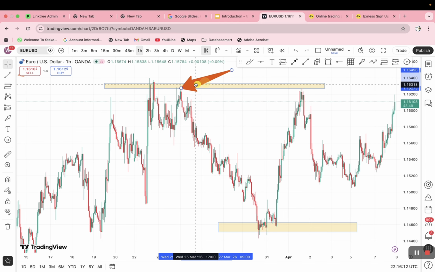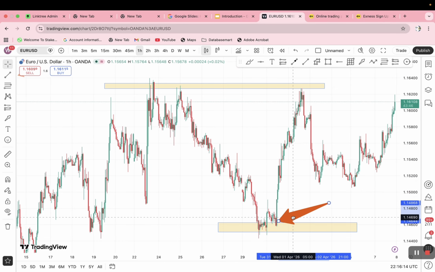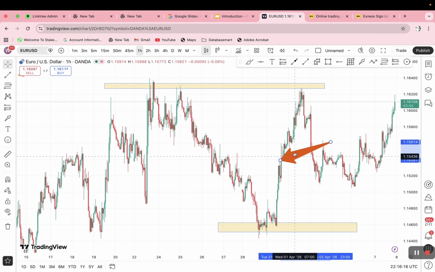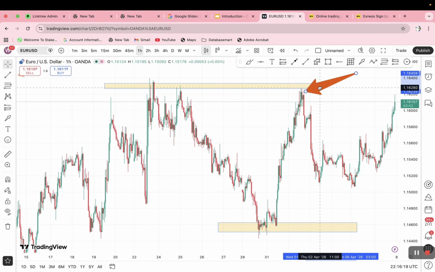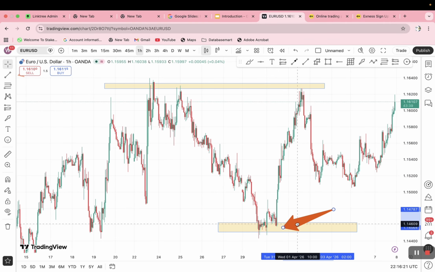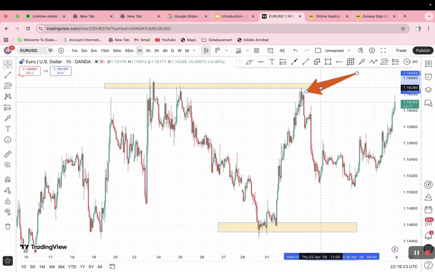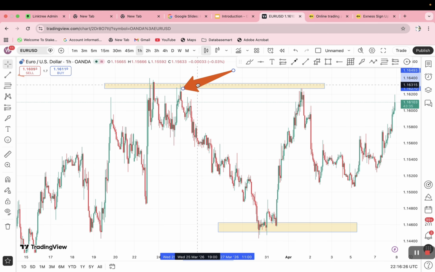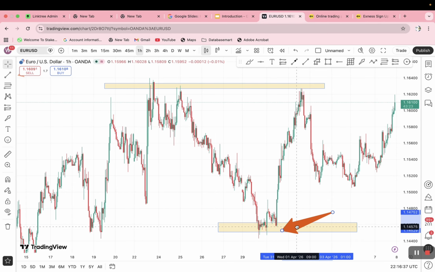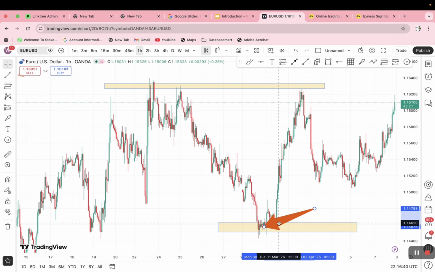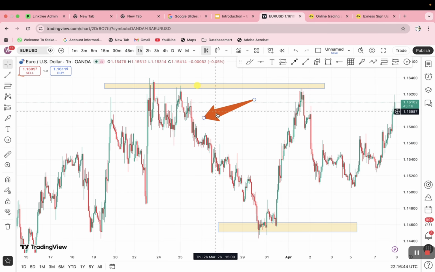So you can sell here and take your profit here. You can also buy here and take your profit here. So you are buying low and selling high. You are selling high here, you are trying to sell from this level and take your profit on this particular zone. That's a simple scenario of buying and selling.